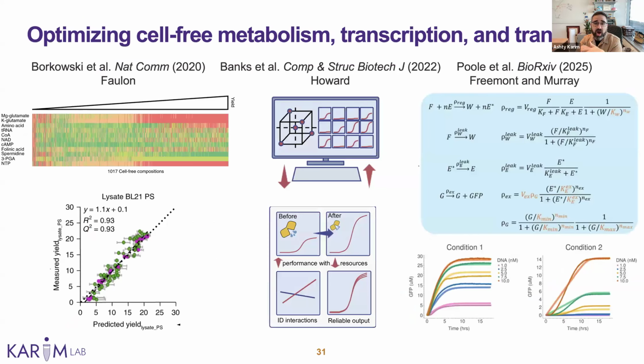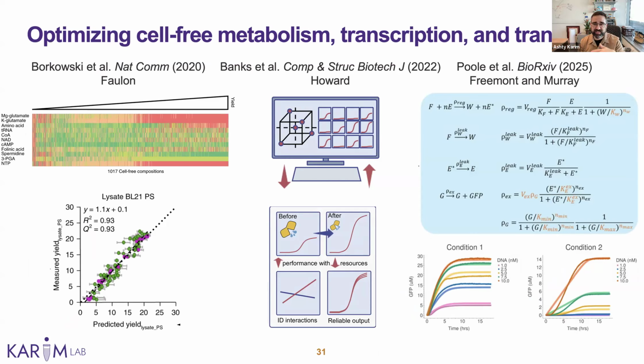Okay, so if we want to optimize cell-free metabolism, or if we want to optimize transcription and translation, we often forget metabolism, and they're all connected. So our ability to produce proteins in these systems relies on all three of these processes.